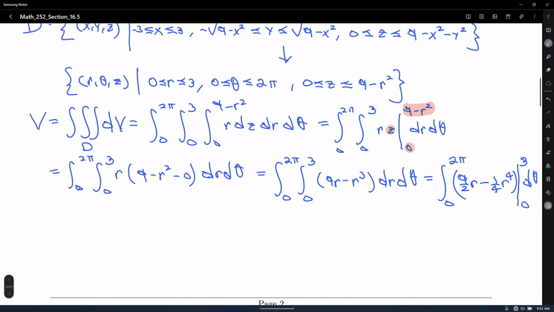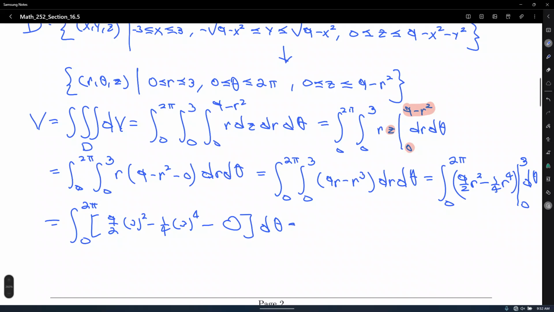So 9 halves r squared. R squared, you're right, thank you. So the integral from 0 to 2 pi of, upper limit, 9 halves times 3 squared minus 1/4 times 3 to the 4th, minus the lower limit of 0, which is going to give us a 0. Close the brackets, d theta.